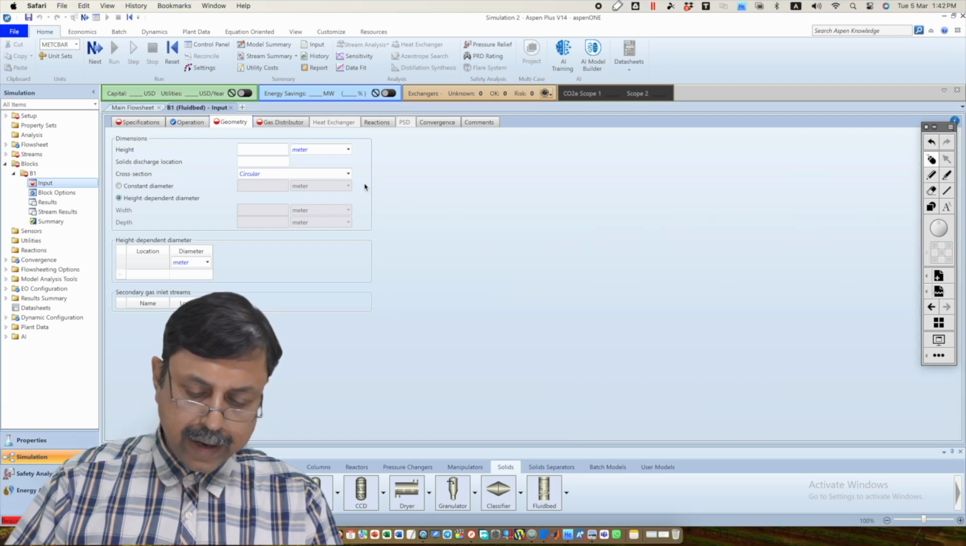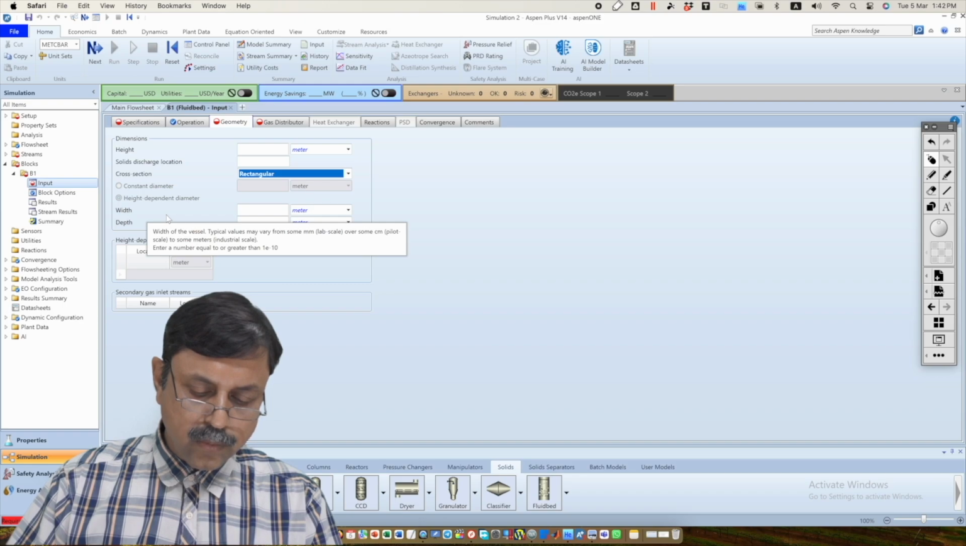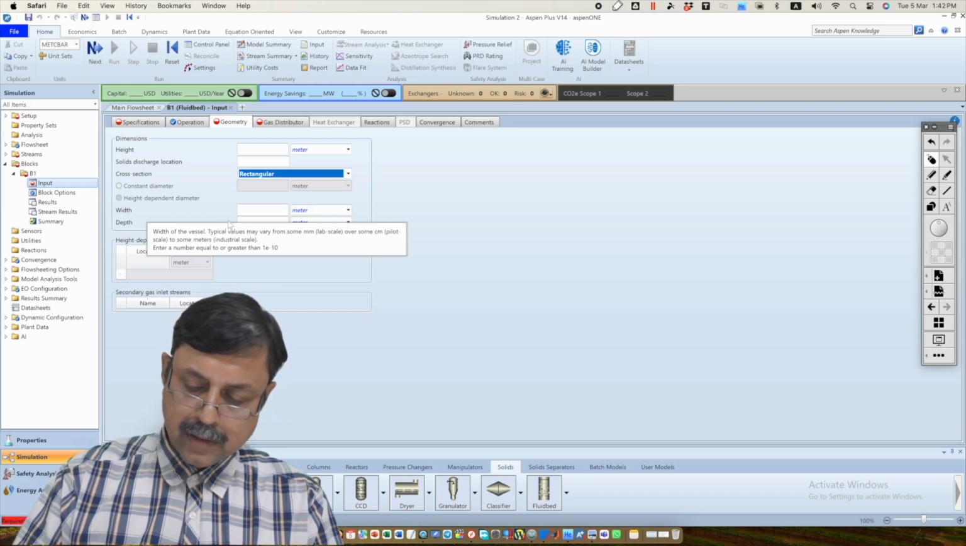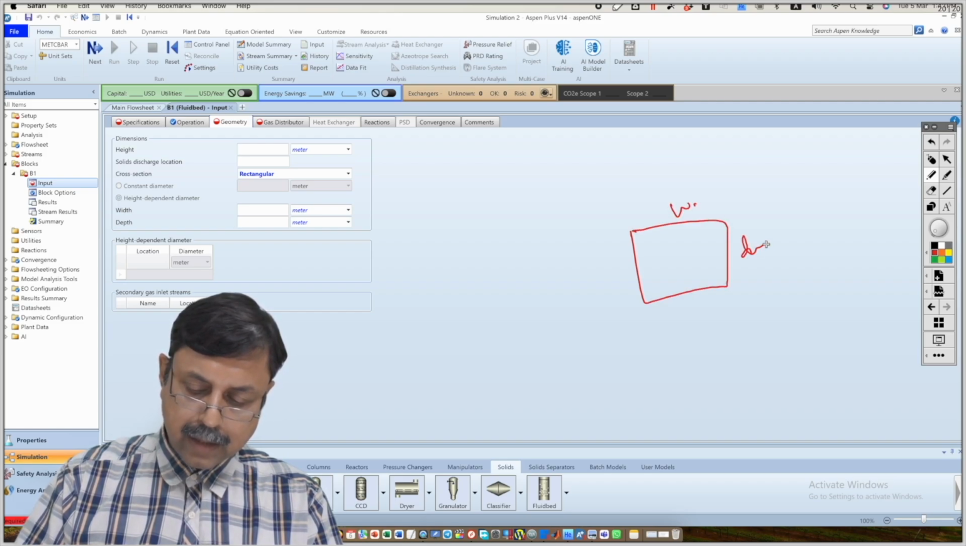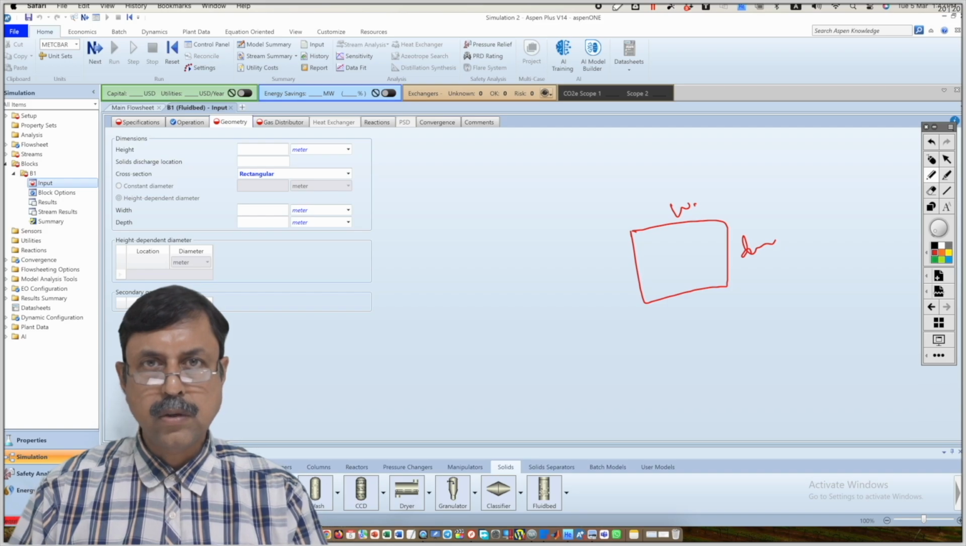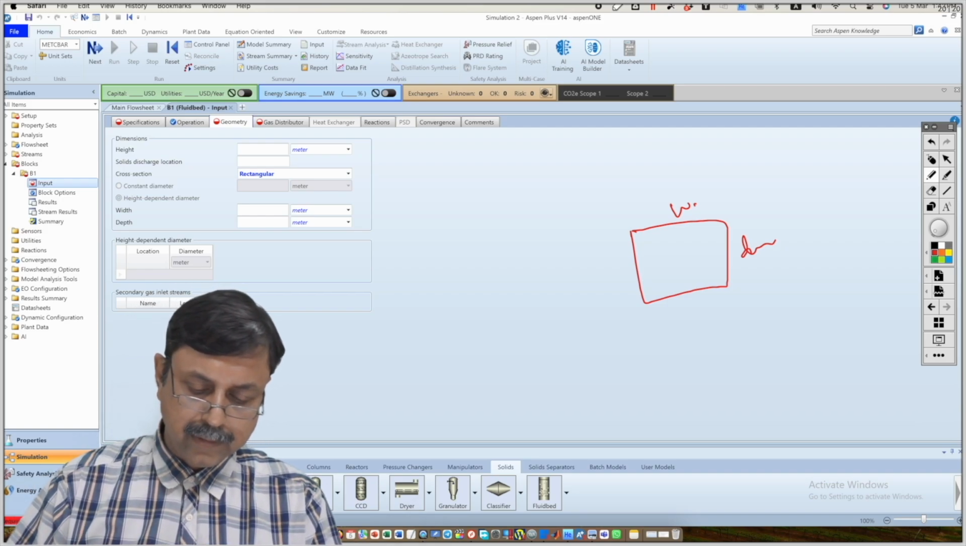And if you choose a rectangular cross section, then you have to provide the width and depth. So this is the width and this is the depth of the column that you have to specify.